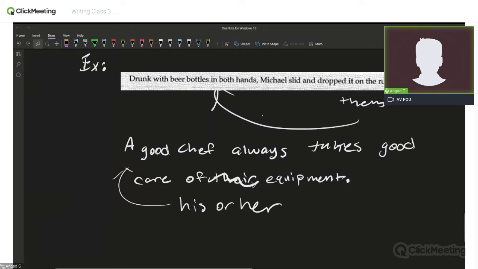Because the problem with yours, Anya, is that you're changing equipment to equipments, but what was being referred to was a good chef. It wasn't referring to the equipment. So it has to be his or her. You guys get that? All right. So anybody have any questions on this topic?